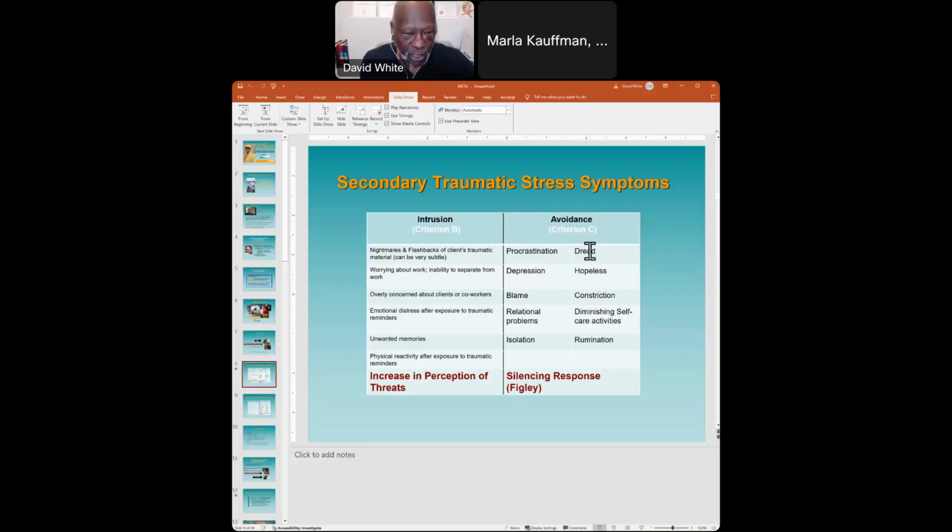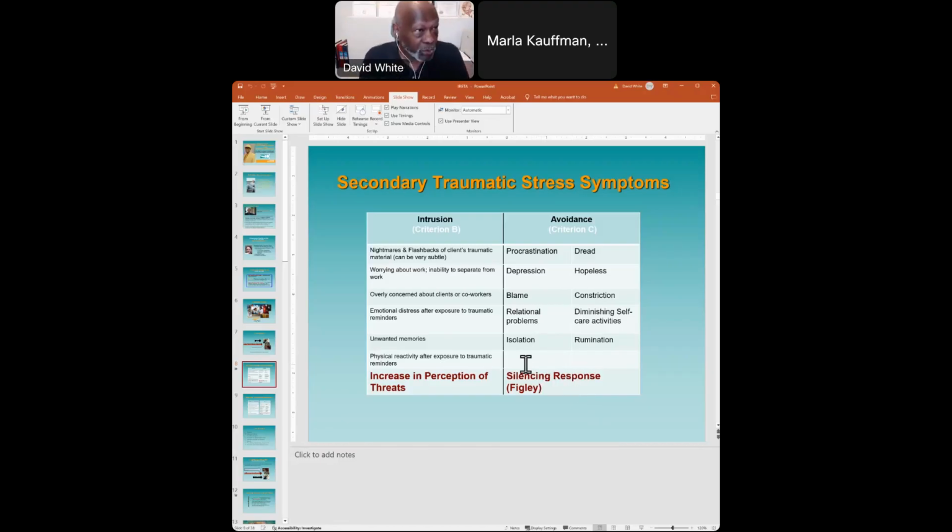So you have dread, you have depression, you have a sense of hopelessness. You start to go into the situation of blaming. You have constricted muscles. You're starting to have problems in your relationships. You're diminishing your self-care activities. You're starting to become more isolated. You're ruminating. You're thinking about what's going on.